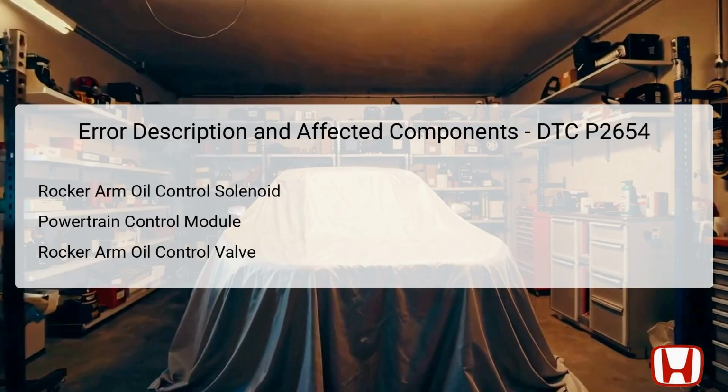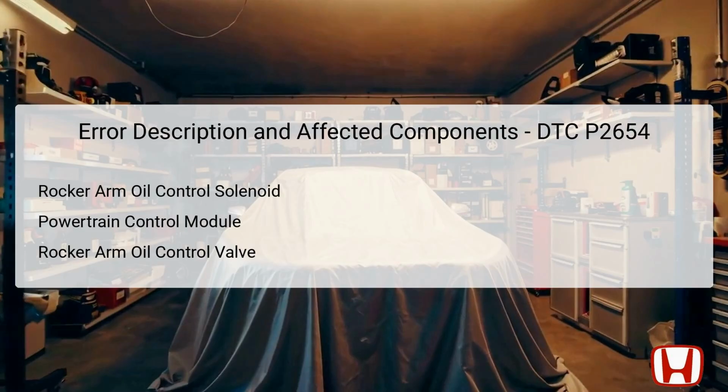The rocker arm oil control solenoid plays a vital role in managing the oil pressure within the rocker arms, enabling optimal operation of the variable valve timing system. It is located near the engine's head and is crucial for facilitating accurate valve operation based on engine demands.